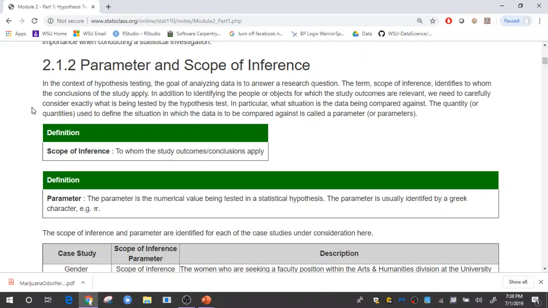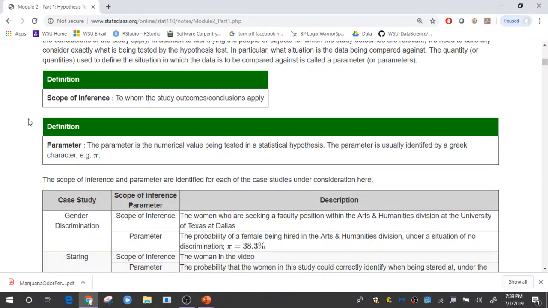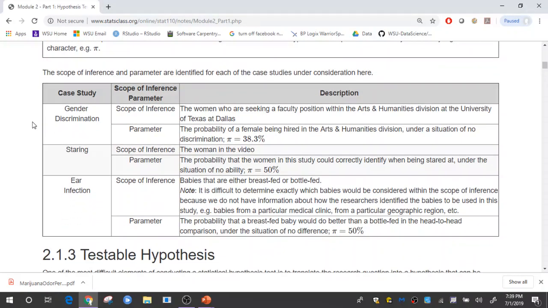Okay, a couple of additional definitions. The first, scope of inference. The scope of inference is to whom the study outcomes or the conclusions will apply. Second definition here is parameter. The parameter is a numerical value being tested in a statistical hypothesis test. The parameter is usually identified by a Greek character, and we've been using pi to denote that parameter previously, and we'll continue to do so here.